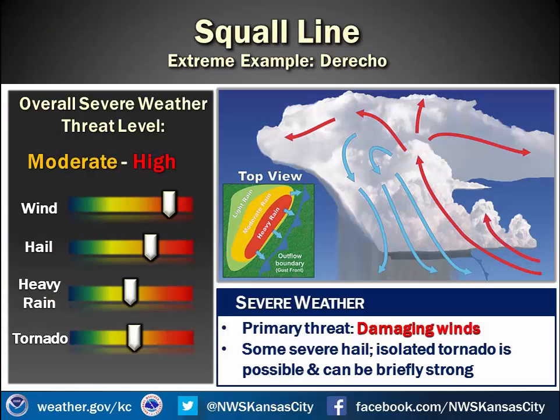Okay, let's move on to the squall line. All a squall line really is, is a long line of connected thunderstorms. Oftentimes they form along cold fronts. These things can range in length from maybe 1,000 miles down to maybe 20 or 30 miles in length, depending on how big the system is.